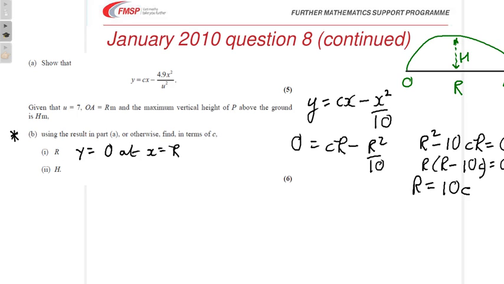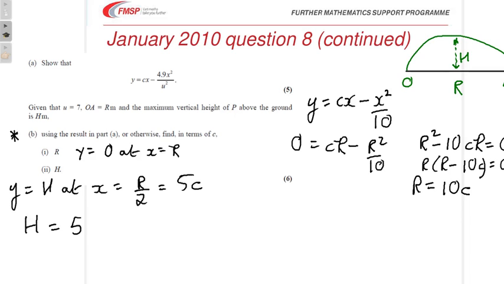Now we've got to find the greatest height. Well, without doing anything too clever about this, it's an ordinary projectile on horizontal ground, so y equals h at x equals half r, which is 5c. So let's put x is 5c in and y is h, and rearrange that. So capital H equals 5c squared minus 25c squared over 10. And that gives us capital H equals 2.5c squared.